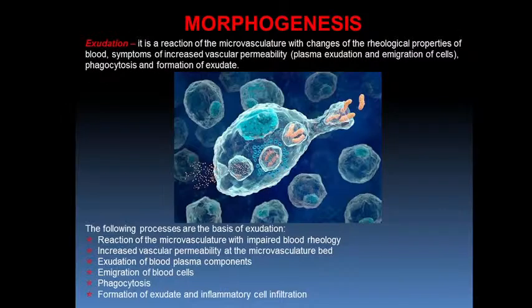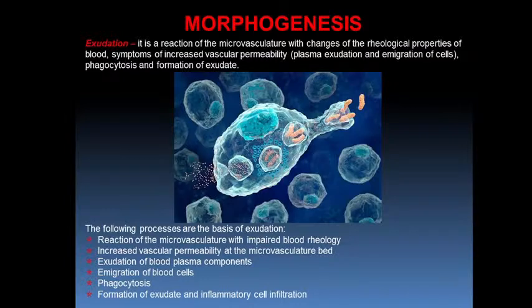The second stage of inflammation is named exudation. It is a reaction of the microvasculature with changes of the rheological properties of blood, symptoms of increased vascular permeability, phagocytosis, and formation of exudate.